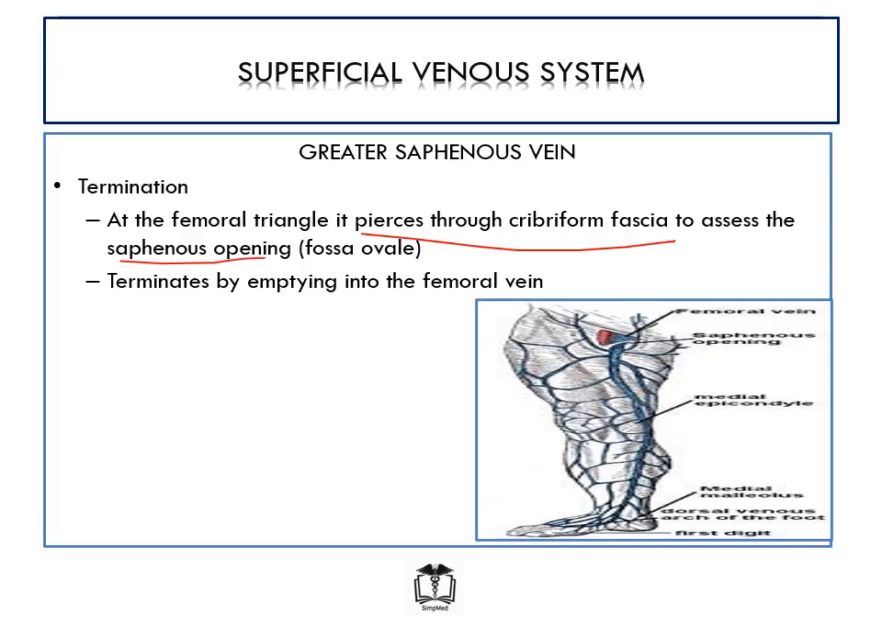saphenous opening. At this phase, the greater saphenous vein terminates by entering into the femoral vein. So it becomes deep and then eventually joins with the deep vein, which is the femoral vein, and that's how it tends to end. All the venous blood being drained by the greater saphenous vein eventually will be drained into the femoral vein.